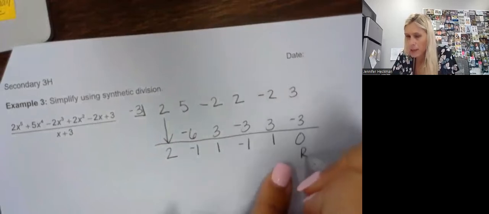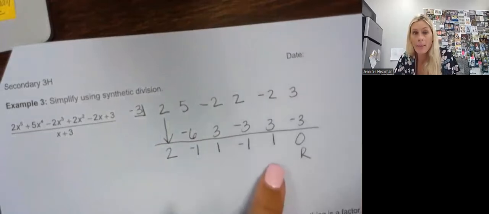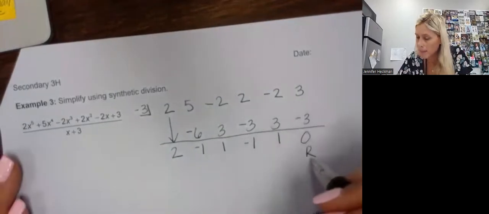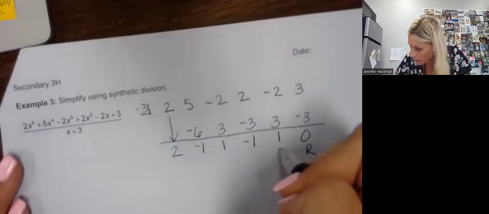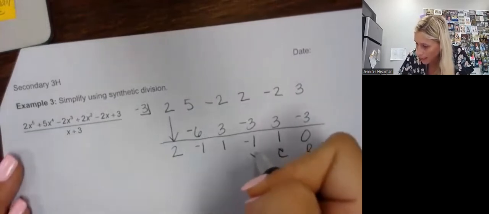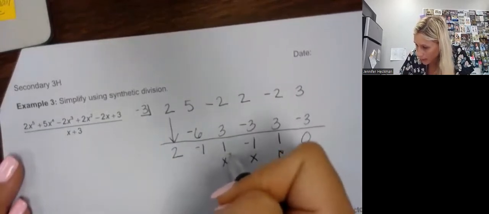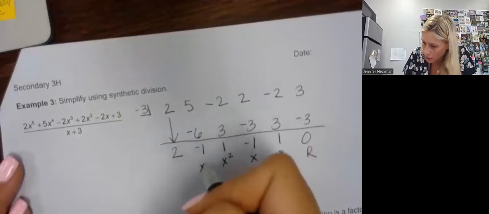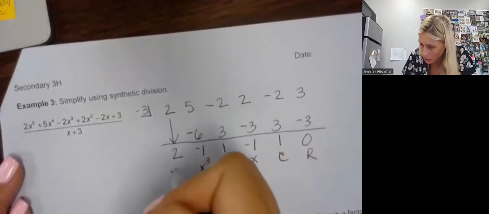Hey, if our remainder is 0, what is it again? That means it's a factor. Okay, this is the remainder, so that means this is our constant. This is our x, x squared, x cubed, x to the fourth.